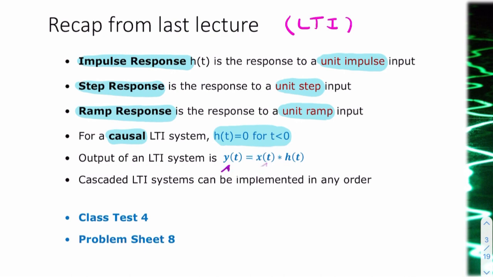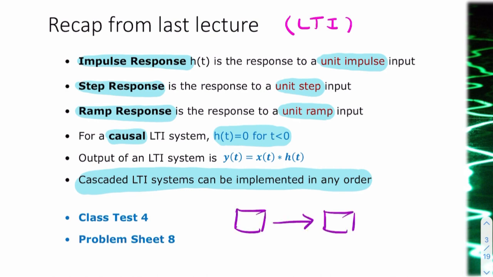And finally, at the end of the lecture, we said that cascaded systems can be implemented in any order. So it doesn't matter which order your systems are. An arrangement of systems where the output of one system is the input to the other system is called a cascaded system. And it doesn't matter if you put systems one way around or the other way, because you will always have H1 and H2. In the end, they will be convolved.